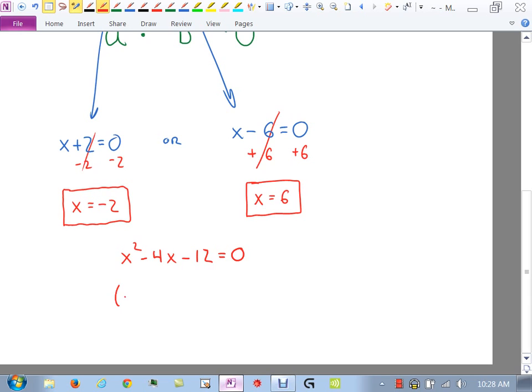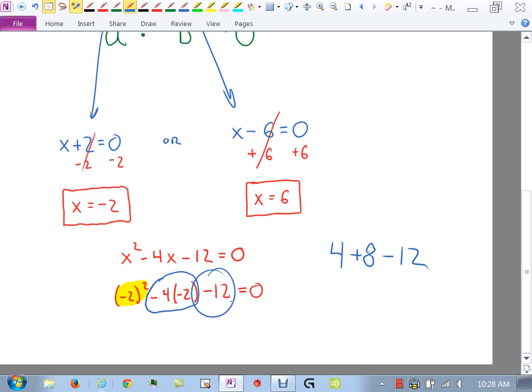Negative 2, I plug negative 2 in, so that means I have to square it. Minus 4 times negative 2, then minus 12. Does that equal 0? Well, what's negative 2 squared? 4. And then what's negative 4 times negative 2? Positive 8. And then I have minus 12, right? Does that equal 0? Sure. 4 plus 8 is 12. 12 minus 12 is 0, so that works. So that is a solution to that equation. With me?